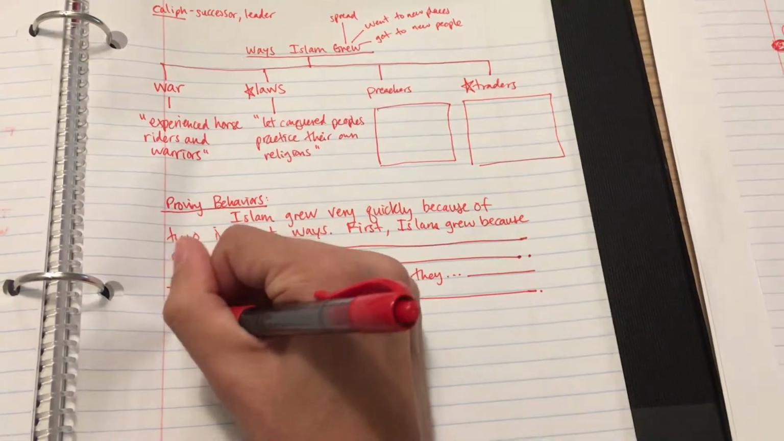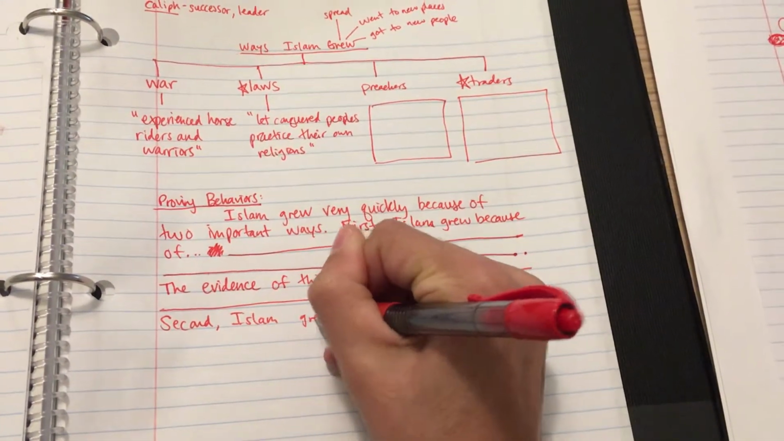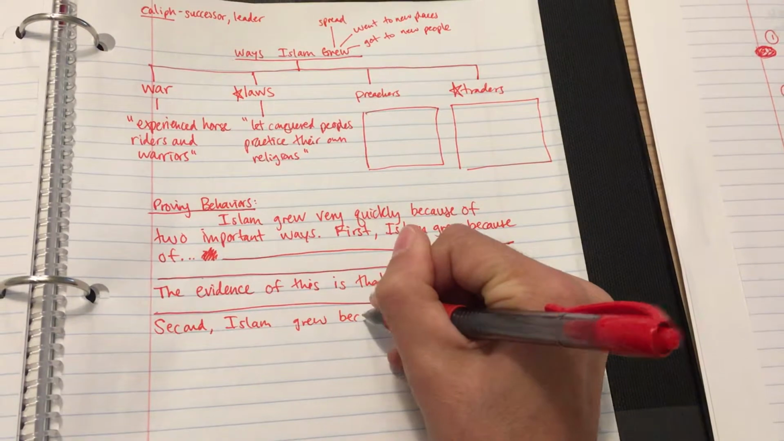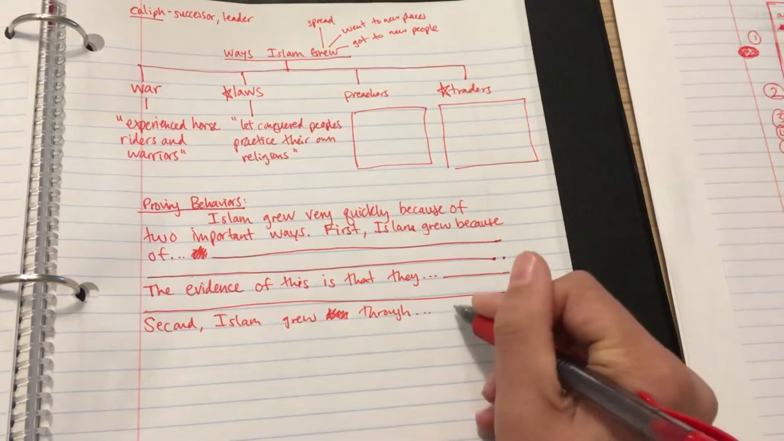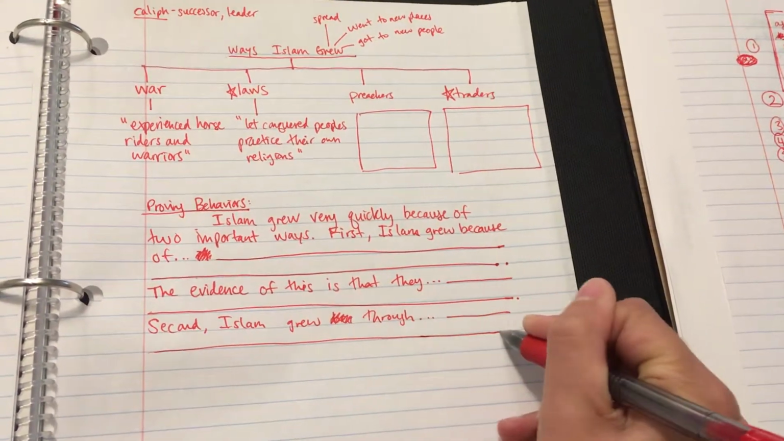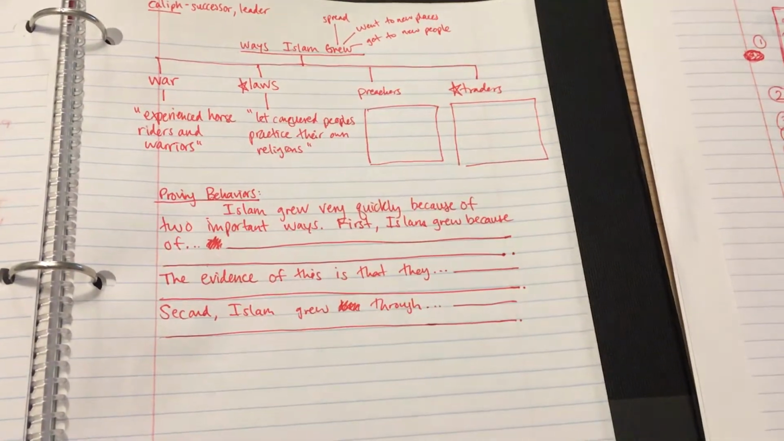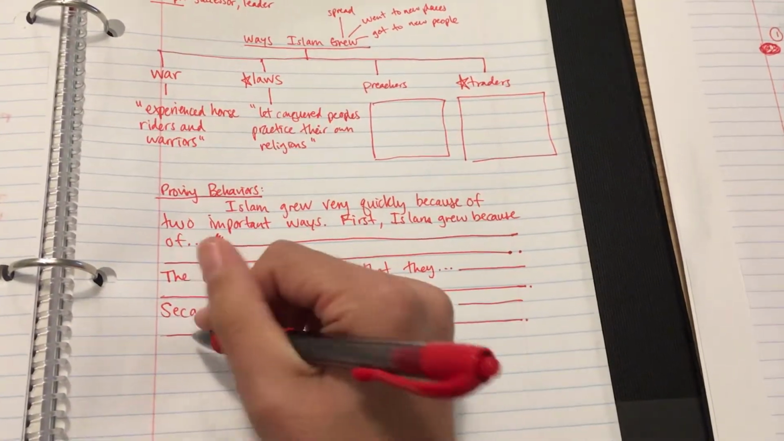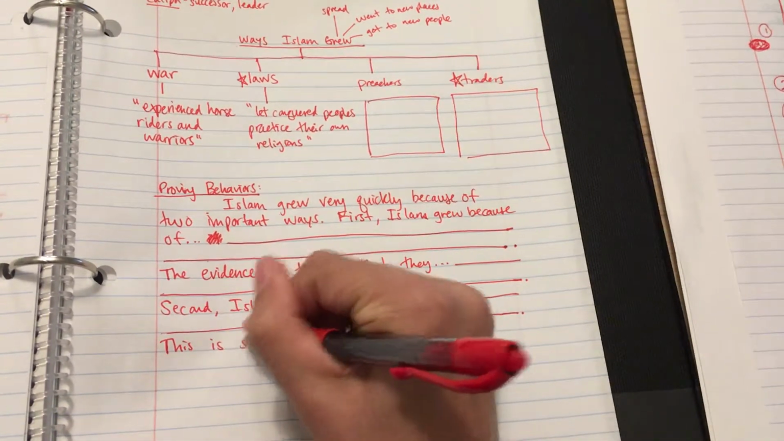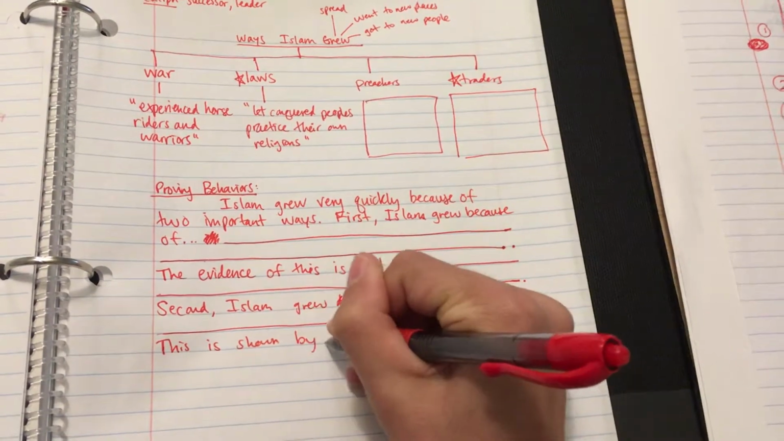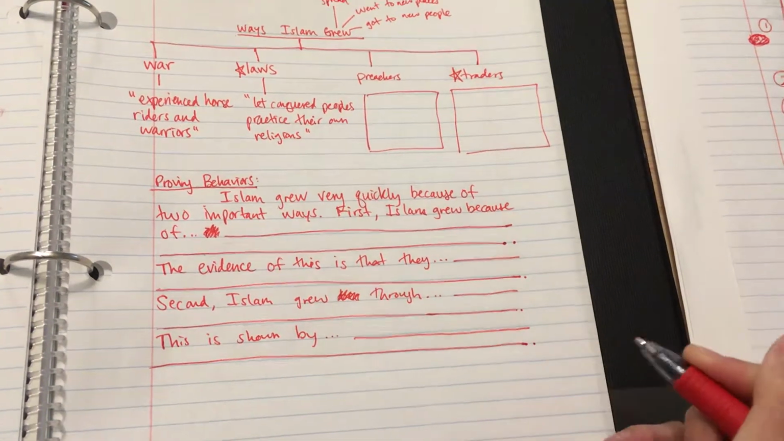So you could say, second, Islam grew through, and you can go ahead and add your second most important way that you think it grew. So choose whatever your second star was. And then you can add your text evidence. This is shown by, and go ahead and give your second quote.